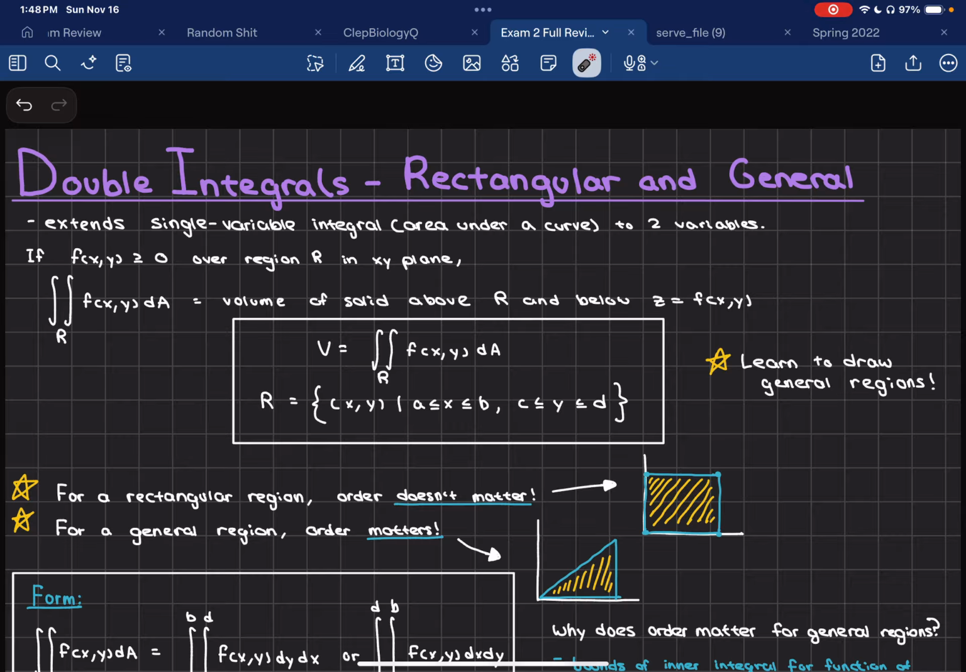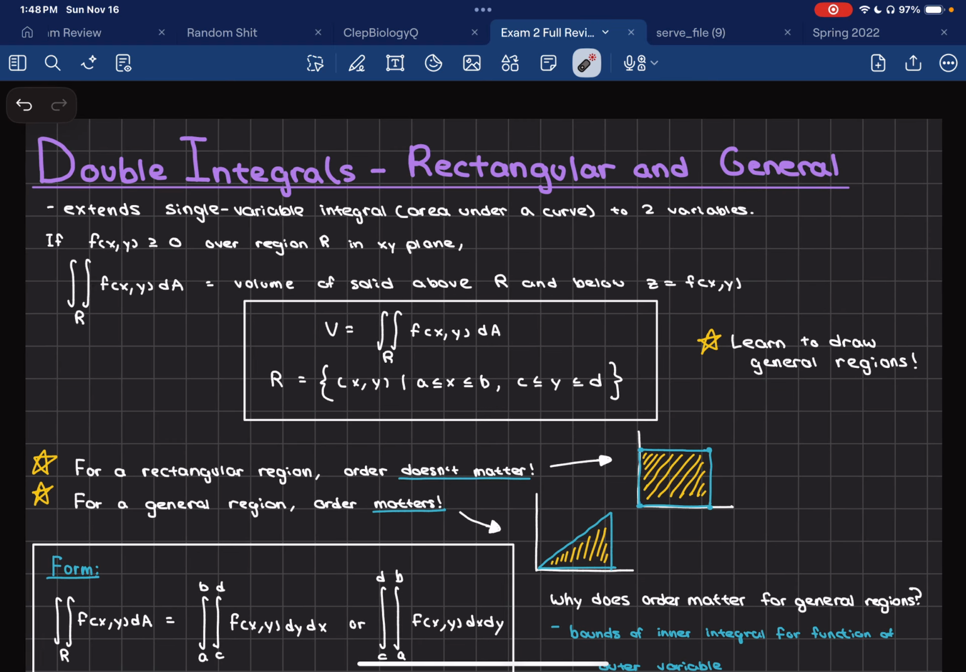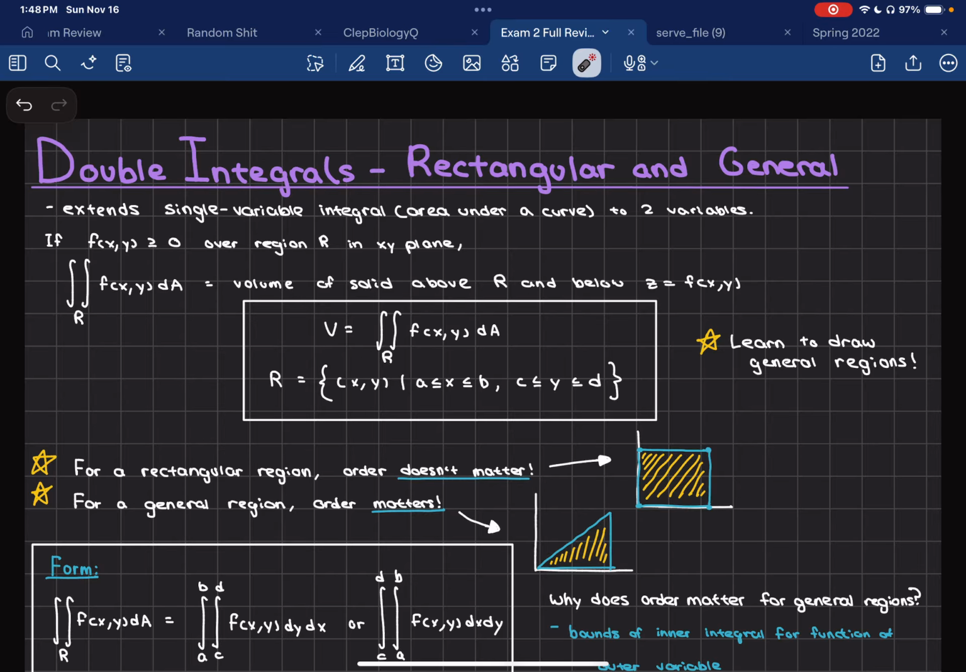Okay, so double integrals. This extends our normal single variable integrals, which is the area under a curve, to two variables, which effectively finds you the volume of a solid now.